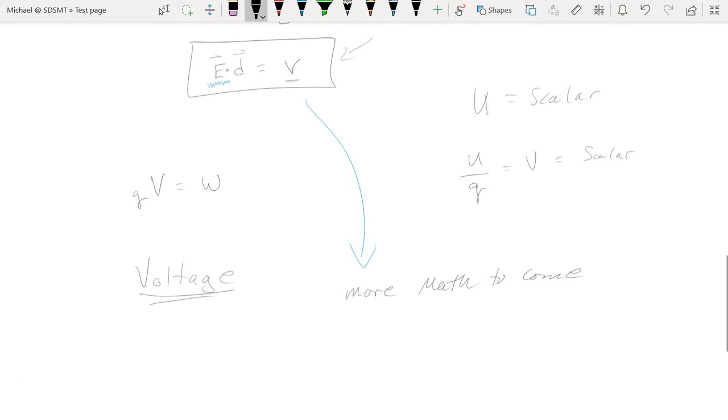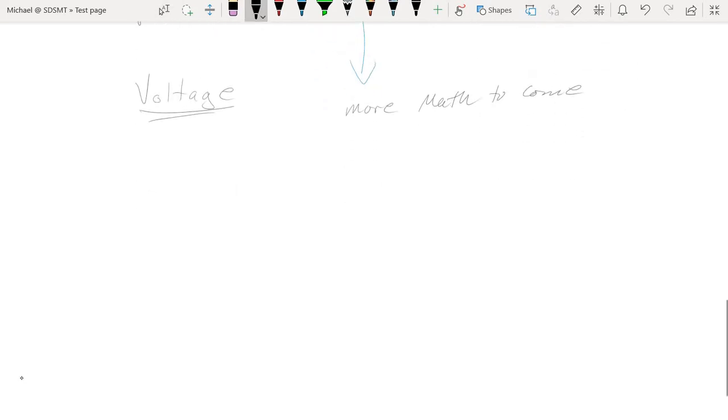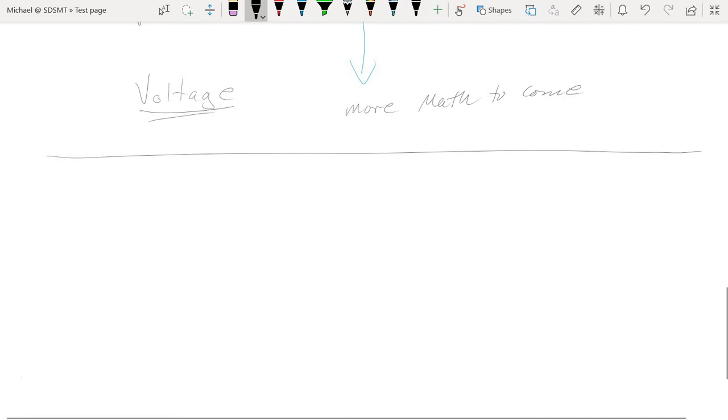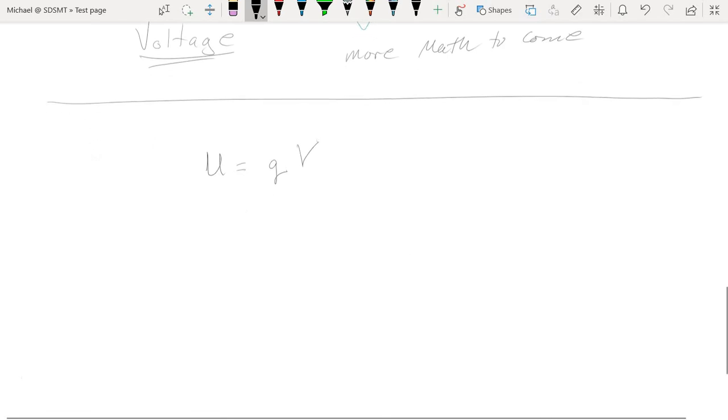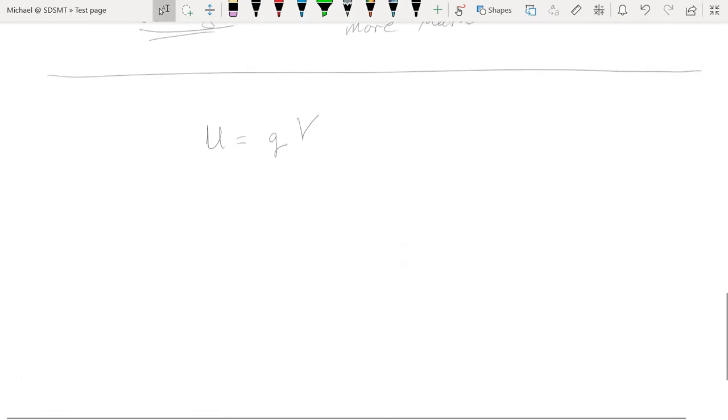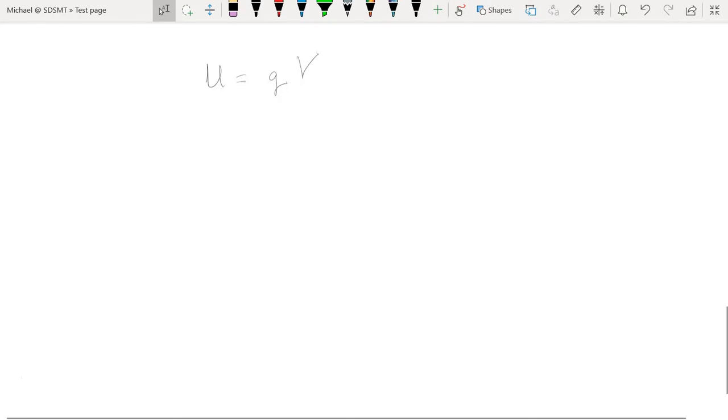But for right now, I want to take a break from this force, work, energy discussion, because we now have another bit of unit analysis that we need to discuss. Since we now have electric potential energy defined as charge times voltage, let's just consider an example of a charge placed into a given electric potential.